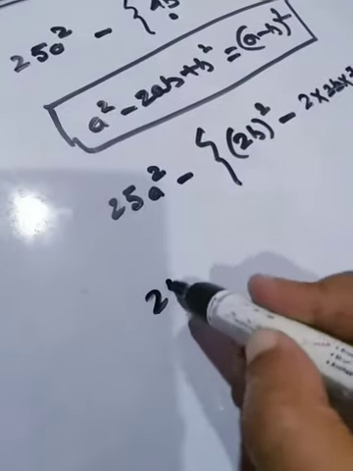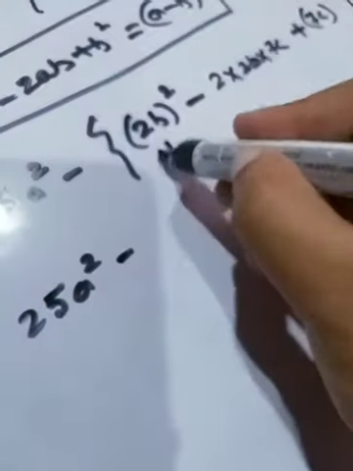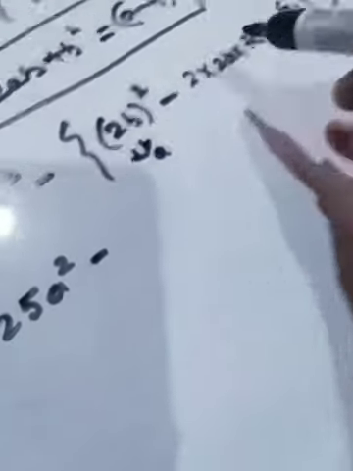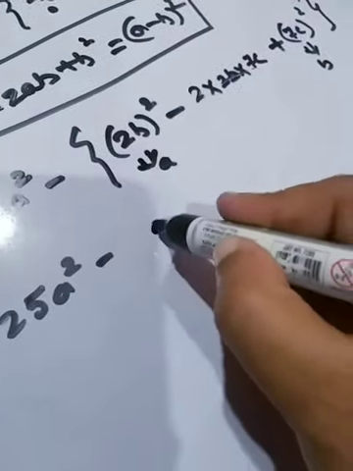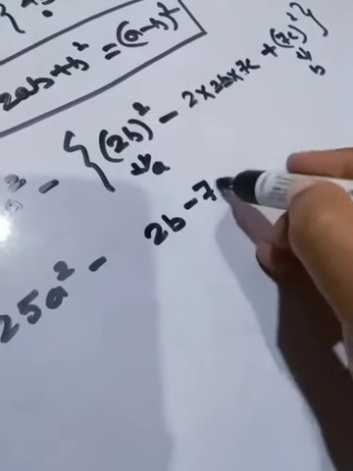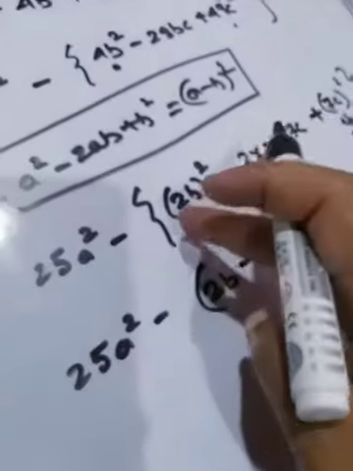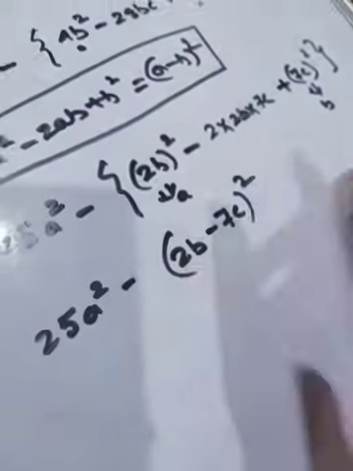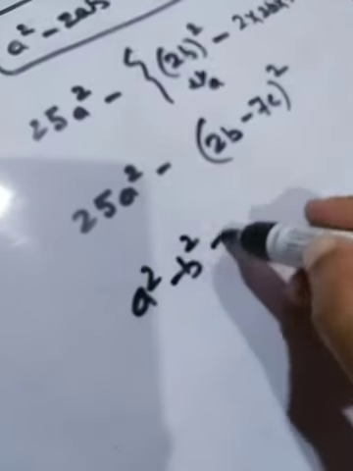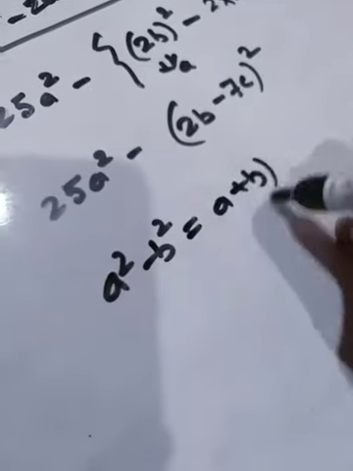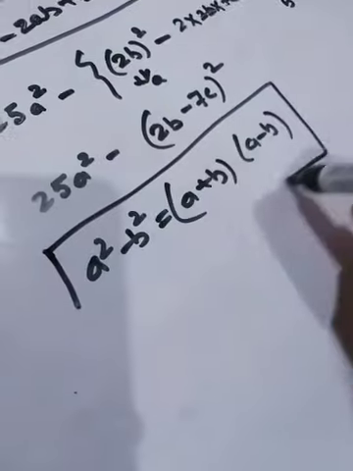So how to write it down? 25a square minus a minus b. What is there in the place of a? This is 2b, and what is there in place of b? It is 7c. So how to write a minus b? 2b minus 7c whole square. So I have converted this whole term in the form of a minus b whole square. Now from here we will require this identity, that is a square minus b square is a plus b and a minus b. This is very important, students.